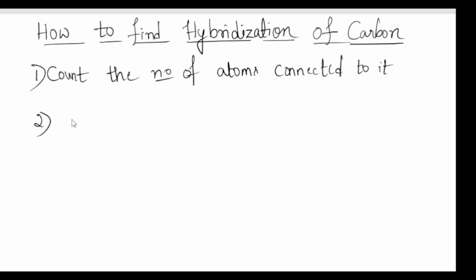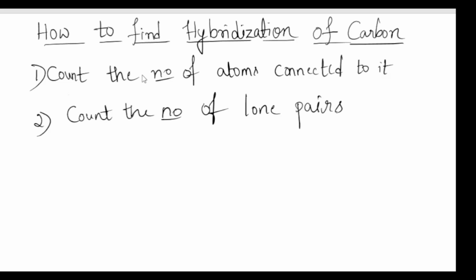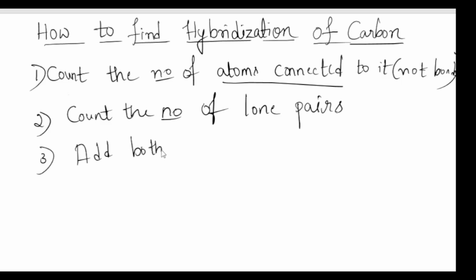And the second one is count the number of lone pairs. Here, in the first point, I'm telling count the number of atoms, but I'm not telling about bonds. Only connected atoms I am telling. Then in the third point, we will get a number over here and we have to add that number. Add both 1 and 2.